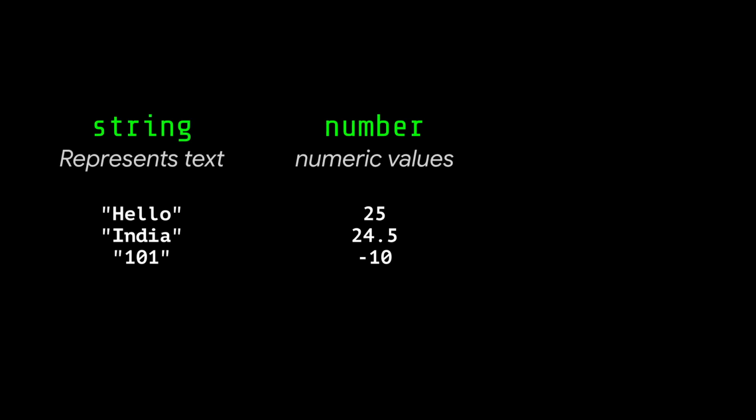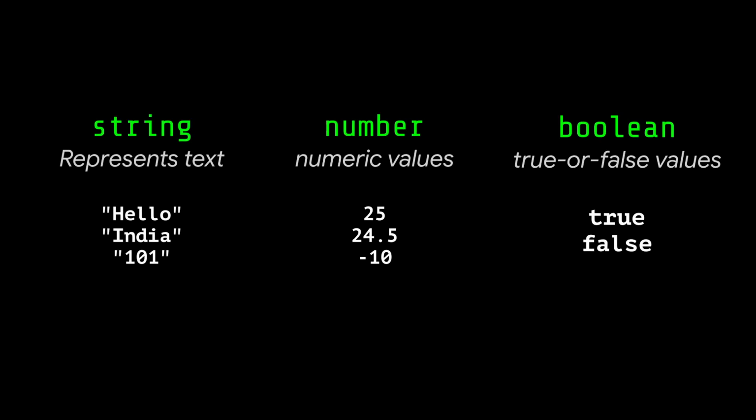Now let us compare all three primitive types. A string value uses quotation marks. A number value does not use quotation marks. A Boolean value is written as true or false without quotation marks.